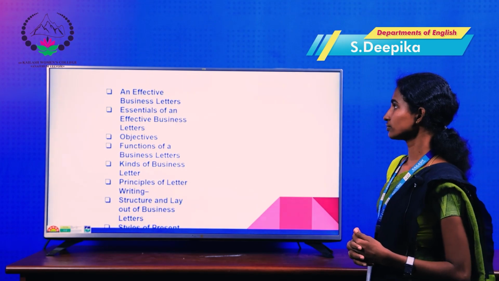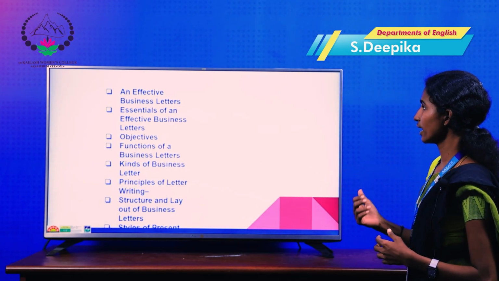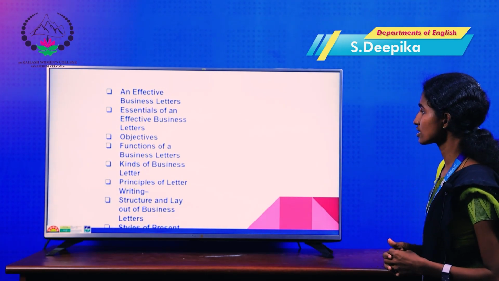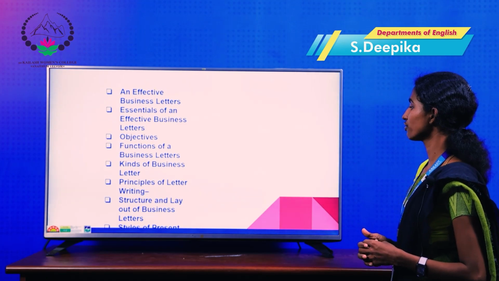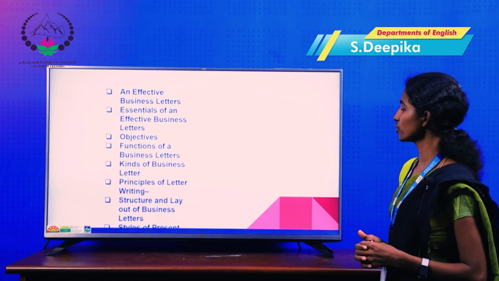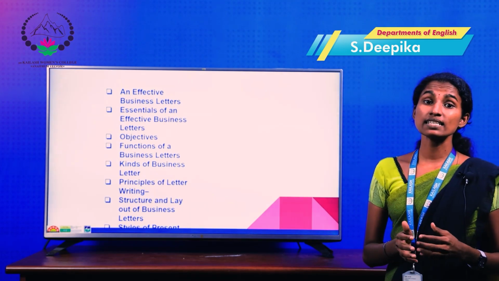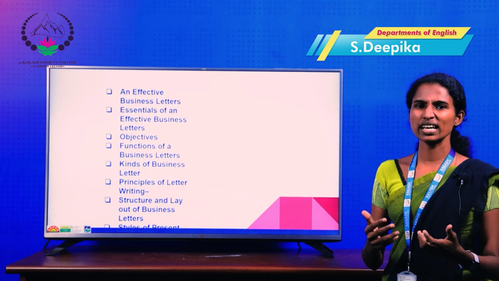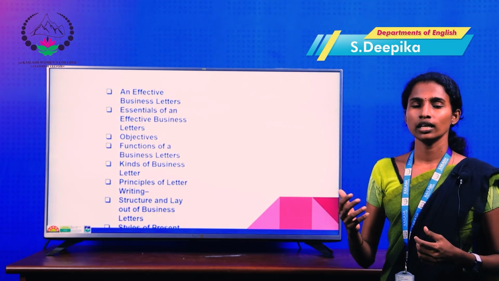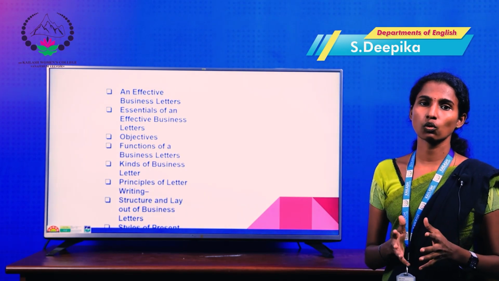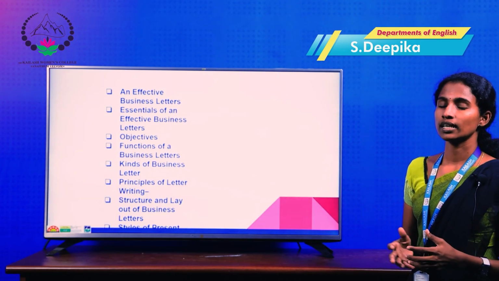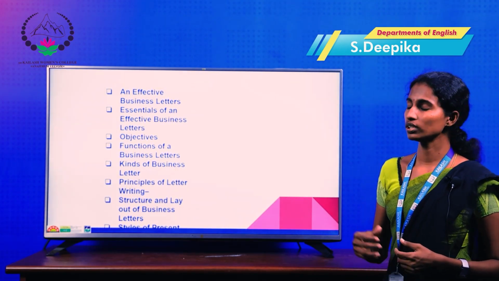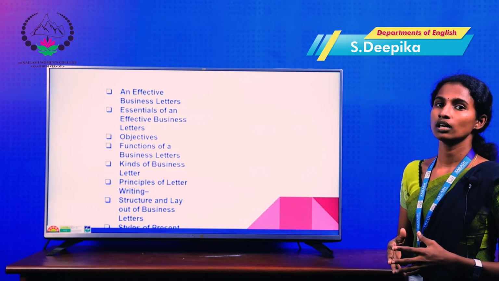The next slide. These are the next topics: essentials of effective business letters, objectives, functions of business letters, kinds of business letters, principles of letter writing, and structure and layout of business letters. In business communication, business letters are a major thing. In today's world, emails play a vital role in sharing information, but for documentation, letters are still very important. These are the things to consider when writing a letter.